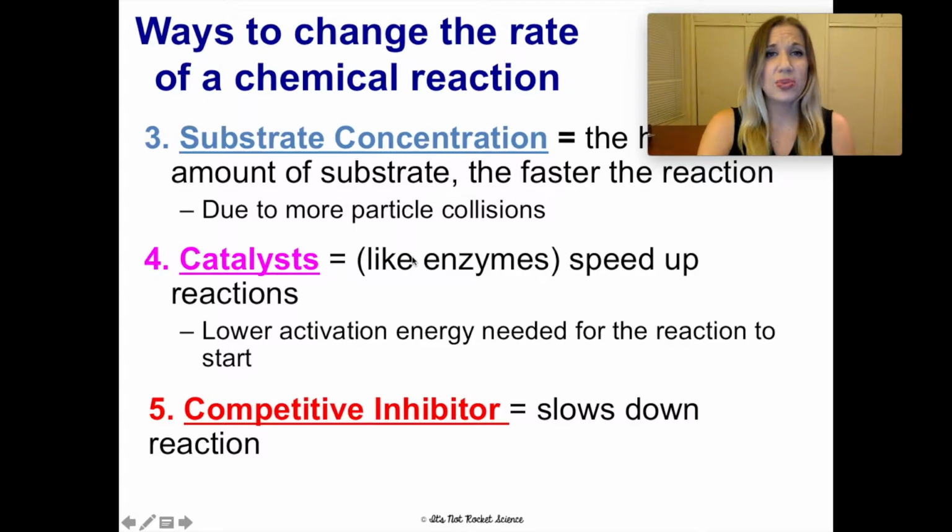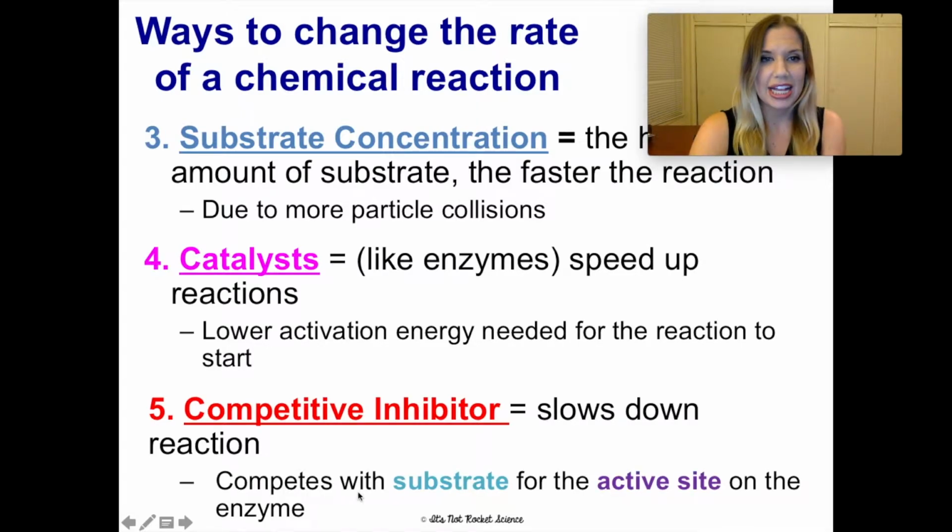Okay, and then the fifth way to change the rate is when a competitive inhibitor is introduced. When this occurs, the reaction is slowed down. This is when there is another particle or substance competing with the substrate for the active site on the enzyme. So if we think about that lock and key model, let's say that someone made a copy of your key, but it's not.